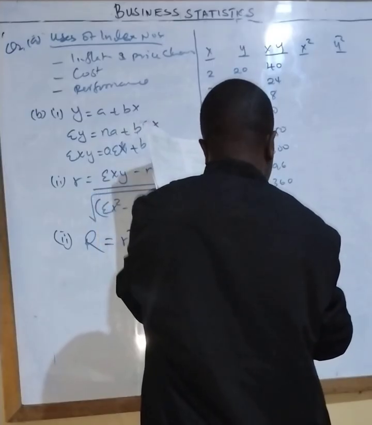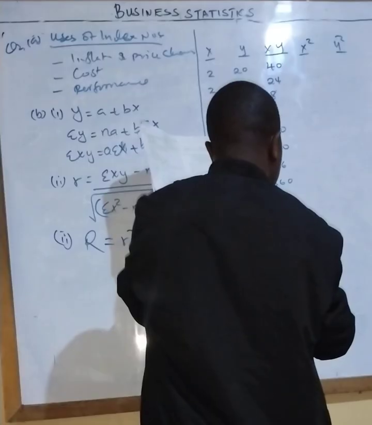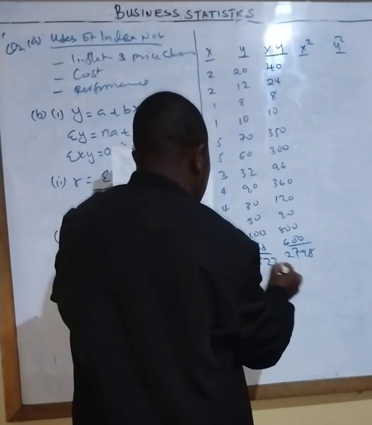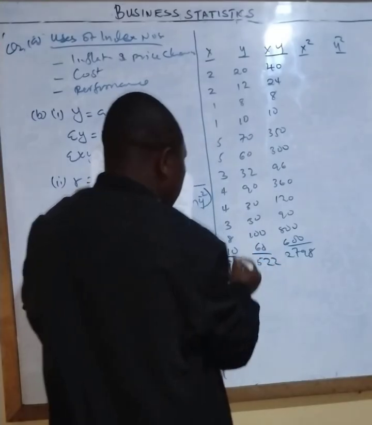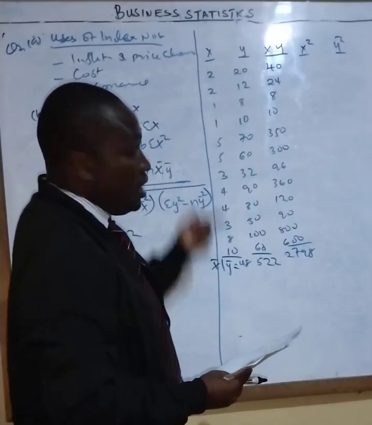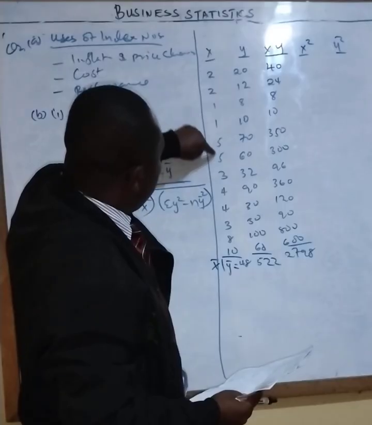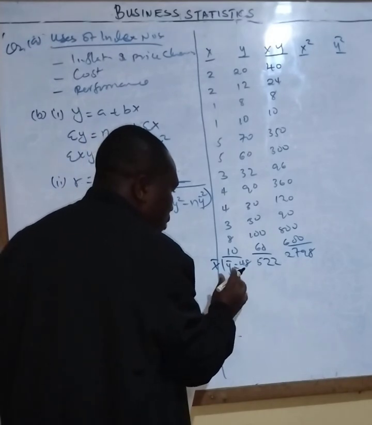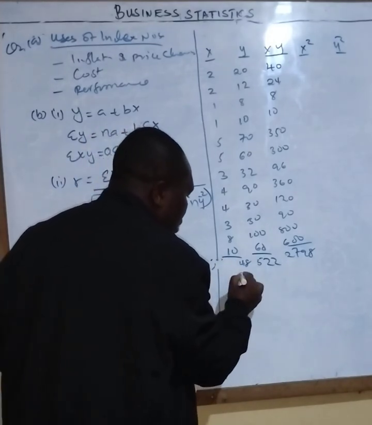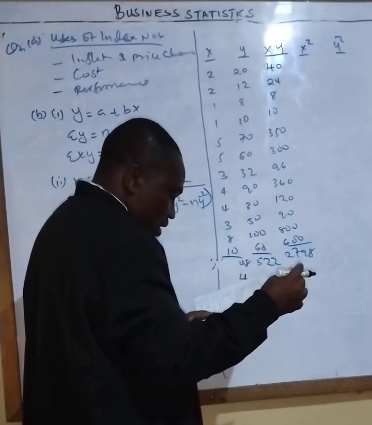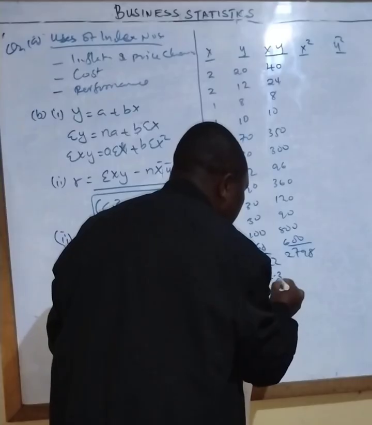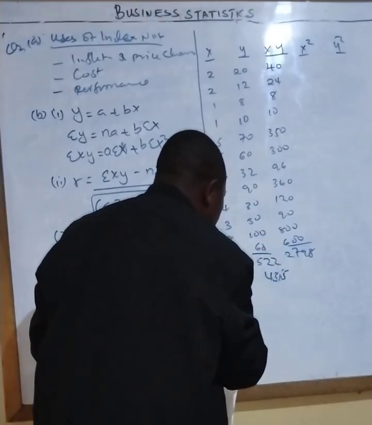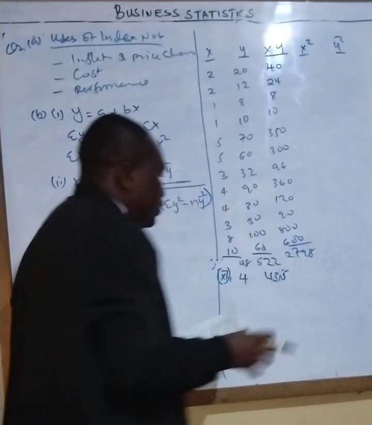If you add this, it gives you 2798. Then you work out this one, it will give you 522. This one will give you 48. Then for the mean, I will just take the sum and divide by the number of values. 1, 2, 3, 4, 5, 6, 7, 8, 9, 10, 11, 12. So I will say 48 divided by 12. Then my mean there will be 4. Then the mean for the other one will give me 43.5. So I now have the mean for X and Y.